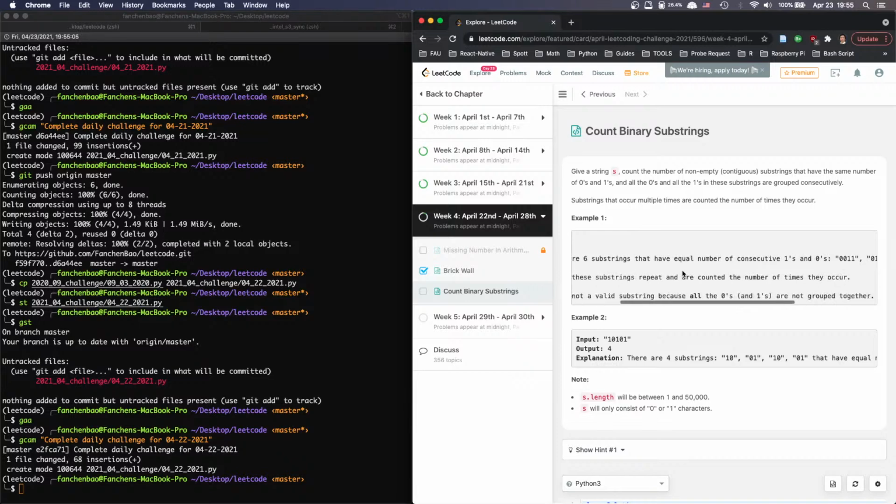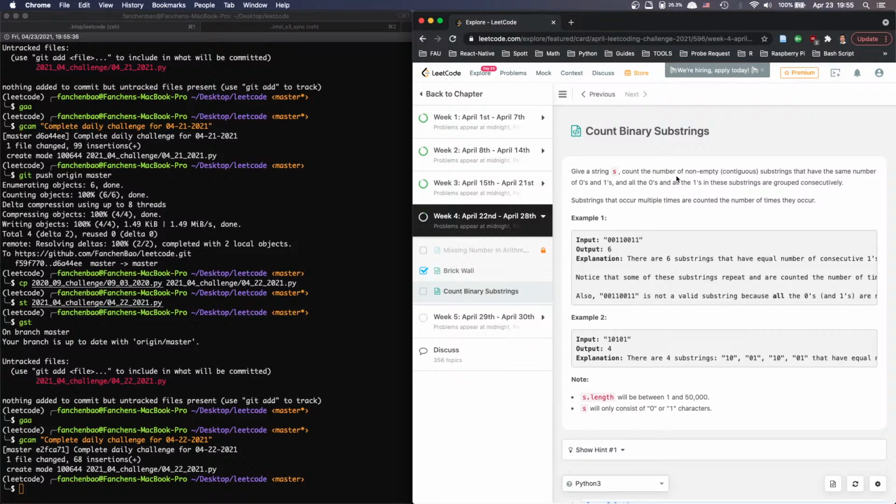All right, let's see. There are 6 substrings that have equal number of consecutive ones and zeros. The string is 0, 0, 1, 1, 0, 1, 1, 1, 0, 0, 1, 0, 0, 0, 1, 1, 0, 1.